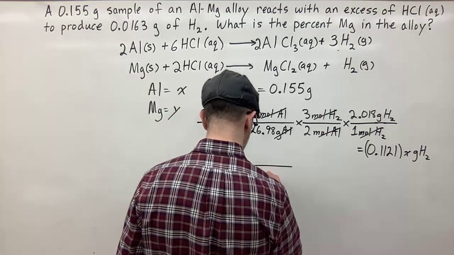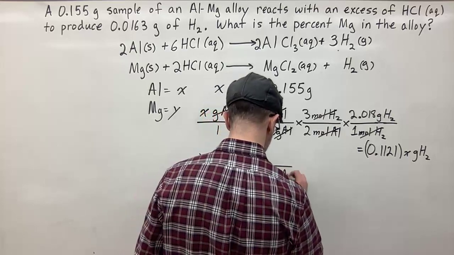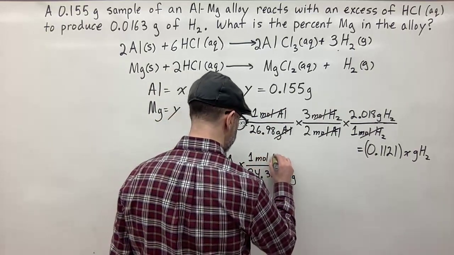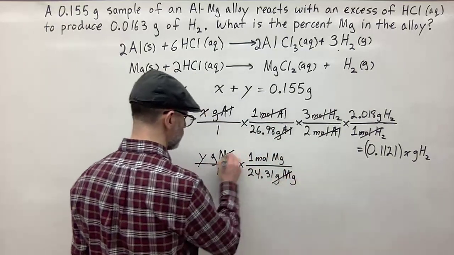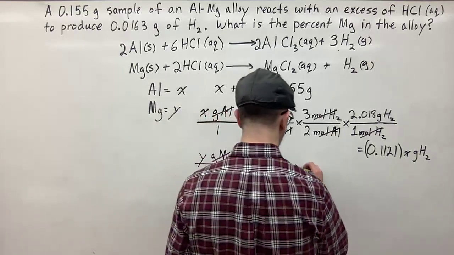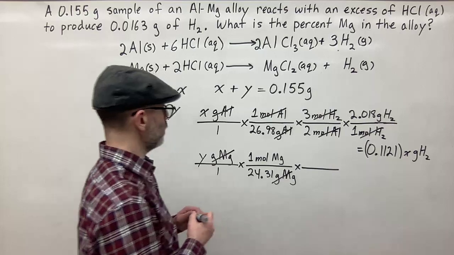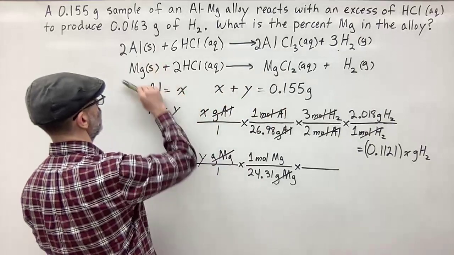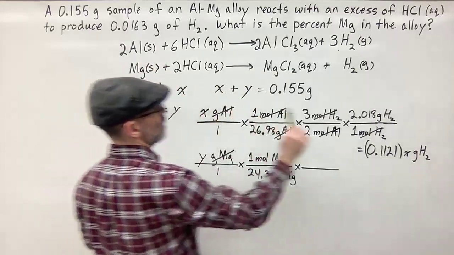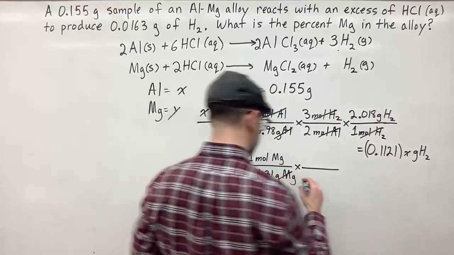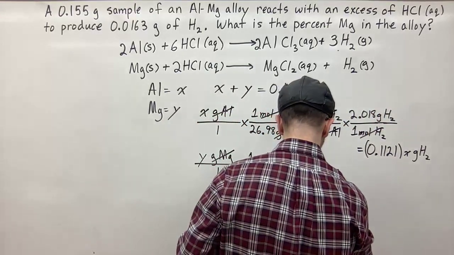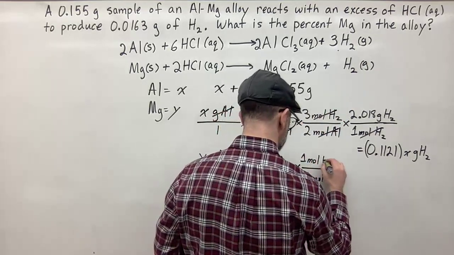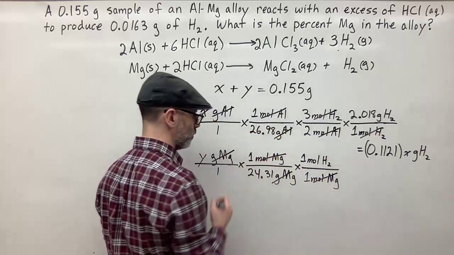So 24.31 grams of magnesium on the bottom, 1 mole of magnesium on top. So grams of magnesium cancel out. Next is the mole ratio between magnesium and hydrogen in my equation. 1 mole of magnesium is going to give me 1 mole of hydrogen, so it's a 1-to-1. So 1 mole of magnesium on the bottom, 1 mole of H2 on top. So moles of magnesium cancel out.